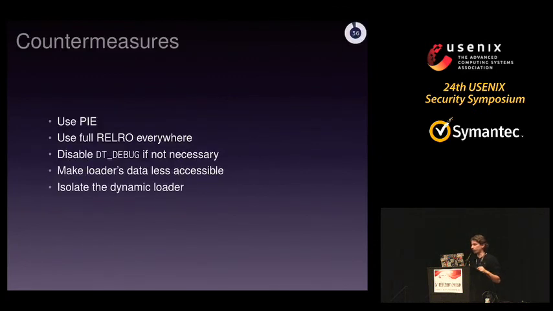The countermeasure, so basically the obvious countermeasure, is to use PIE. But even in the presence of PIE, we think that if you have a memory leak vulnerability, leakless is still the most efficient way to call an arbitrary library function. Or you can use full RELRO everywhere, so not just on the main binary, but this will obviously incur some performance overhead that you might not be willing to pay.